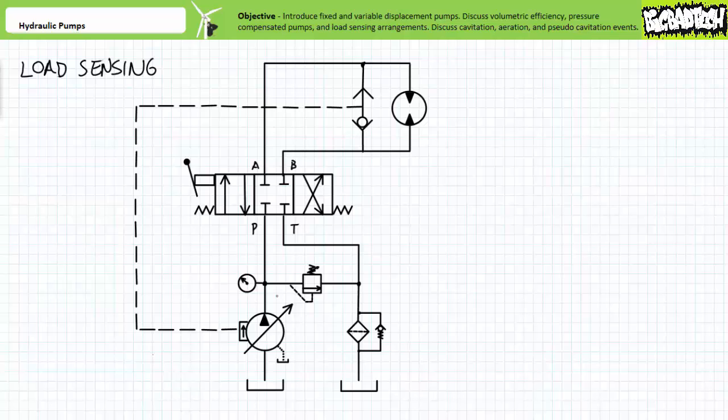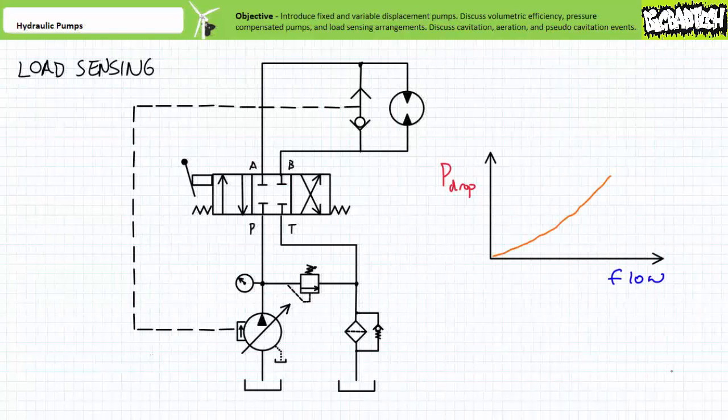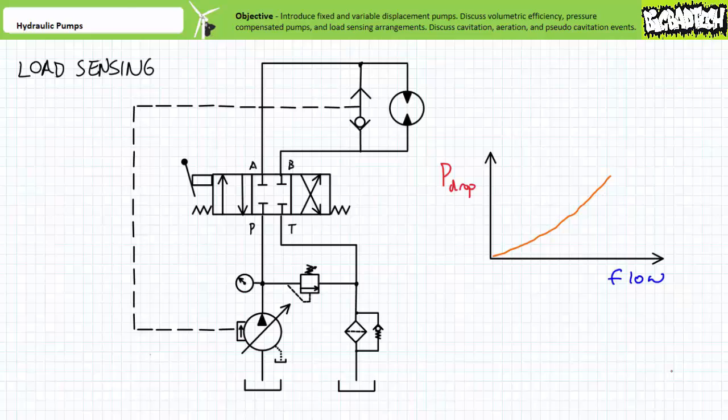A load sensing arrangement is one in which a pressure-compensated variable displacement pump senses not only pressure at its outlet, but also pressure at an additional pilot location. Given 2 pressure values, the pressure-compensated variable displacement pump with load sensing can therefore sense the pressure differential across a valve. In this case, the pressure differential is read across the directional control valve.